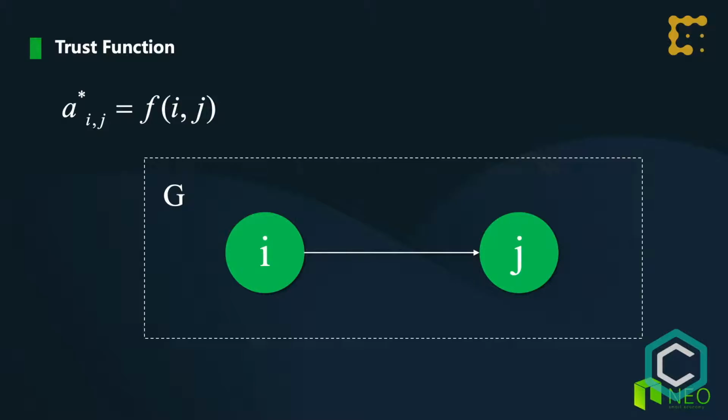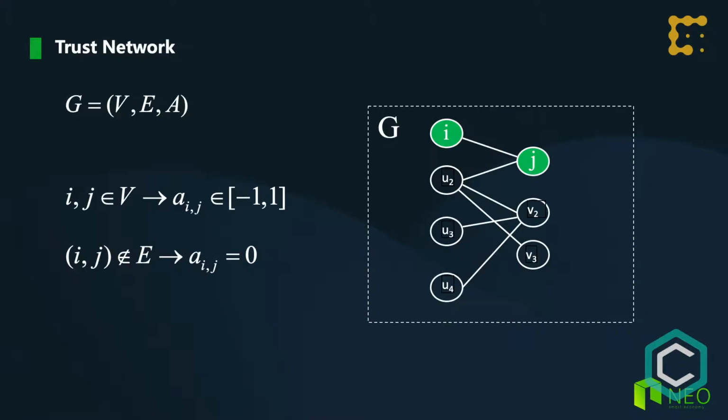You can see two people, like I or J. If they are in the vertices categories, the trust value ranges from -1 to 1. If they are not in this network, we don't need to care about them, all right? Which means the trust value is 0.